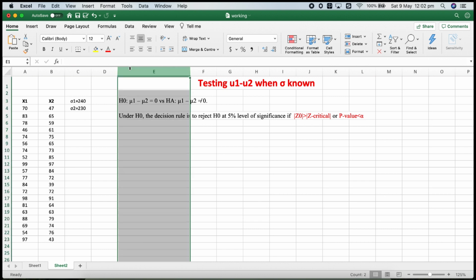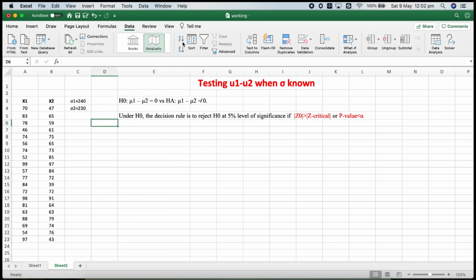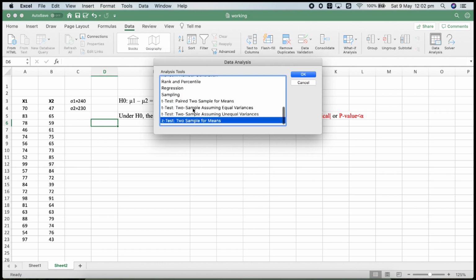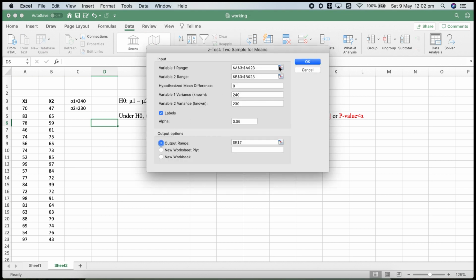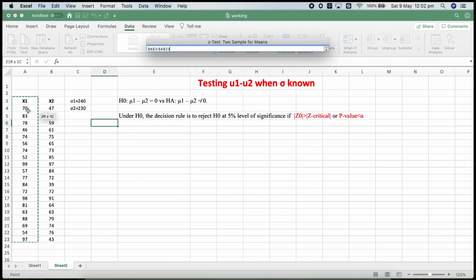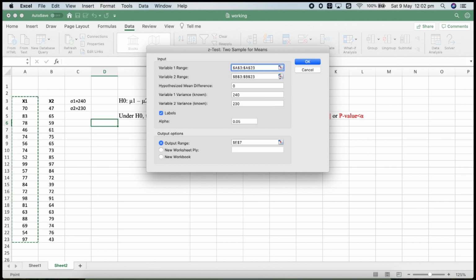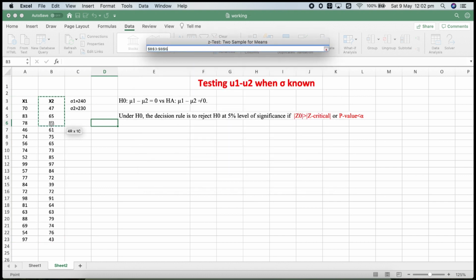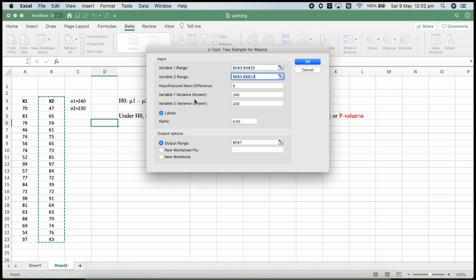And now let's do the data analysis. Data analysis, z-test. Here we need to notice that if we choose x1 and x2, we need to tick the labels. Since we want to test whether mu1 equals mu2, the difference here is 0. And here is the sigma of two populations.